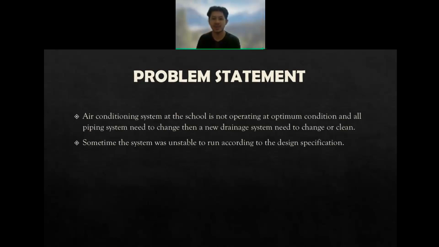Okay, second is the problem statement. The problem statement in our project is that the air conditioning system at the school is not operating at optimum condition and the piping system needs to be changed. Then a new drainage system needs to be changed or cleaned. Sometimes the system is unstable and does not run according to the design specification.